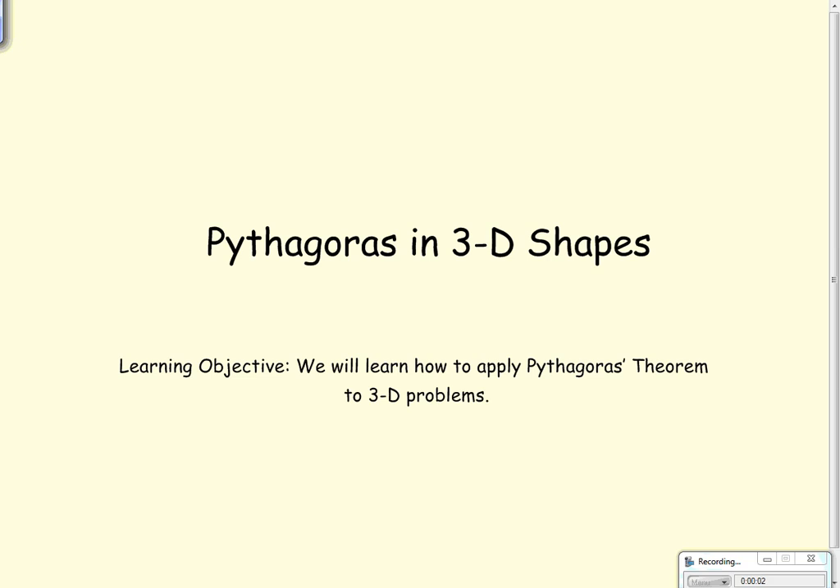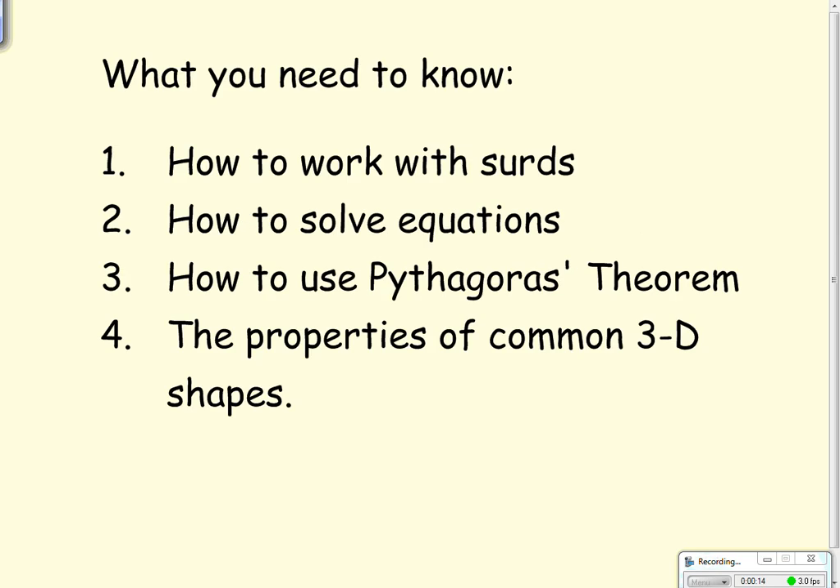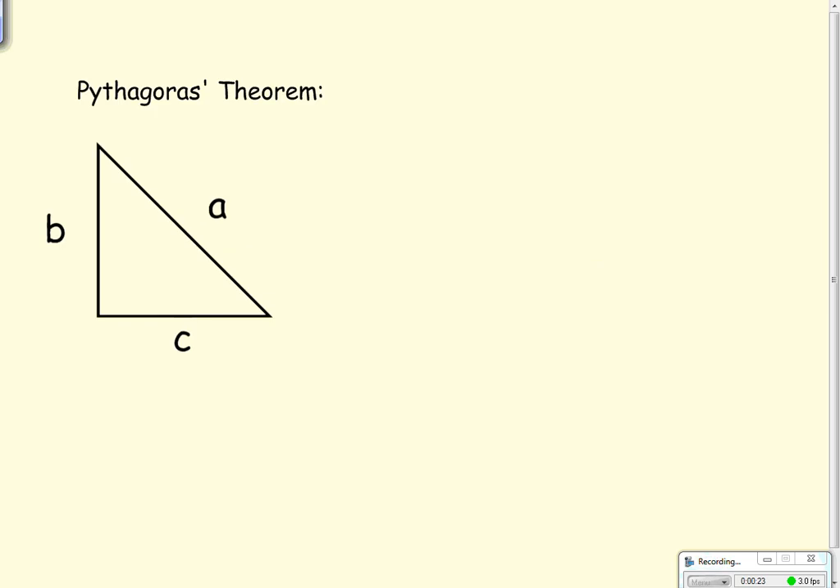Welcome to the Maroons Academy National 5 Maths video for Pythagoras in three-dimensional shapes. We're just basically going to learn how to apply Pythagoras' theorem to three-dimensional problems. In order to do that, you need to know how to work with surds, how to solve equations, how to use Pythagoras' theorem, and the properties of common three-dimensional shapes, because they're not going to necessarily tell you them.